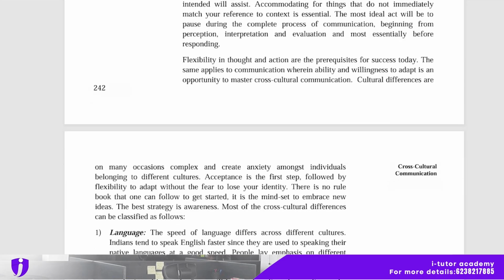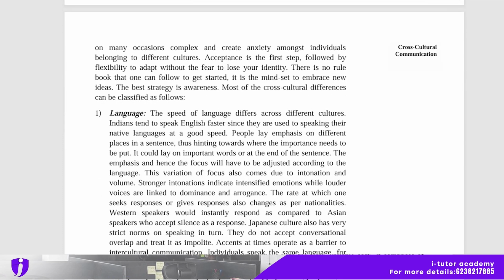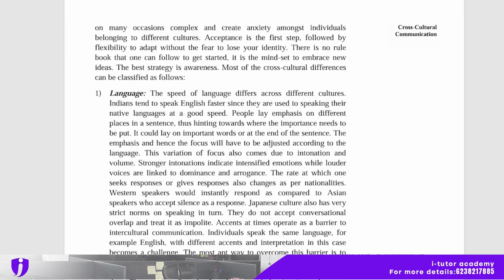Cultural differences are, on many occasions, complex and create anxiety amongst individuals belonging to different cultures. Acceptance is the first step, followed by flexibility to adapt without the fear of losing your identity. Most of the cross-cultural differences can be classified as language. The speed of language differs across different cultures. Indians tend to speak English faster since they are used to speaking their native languages at a good speed.